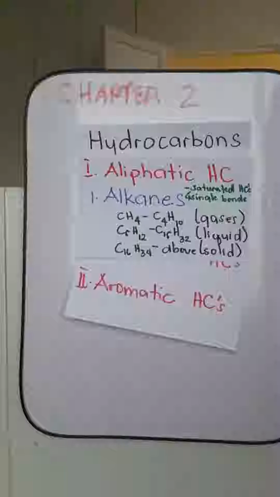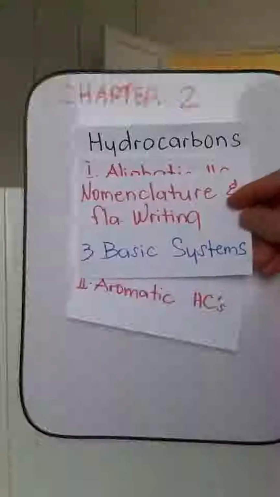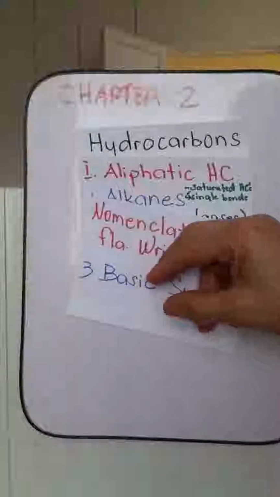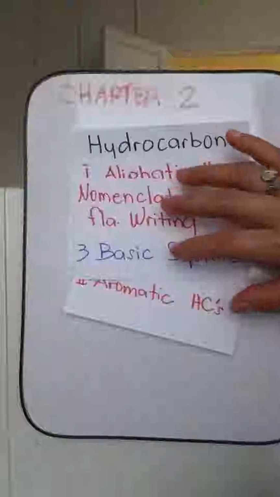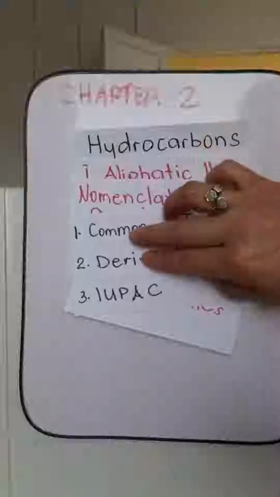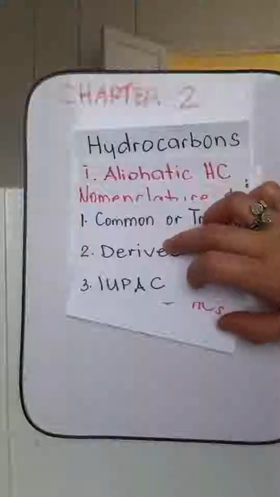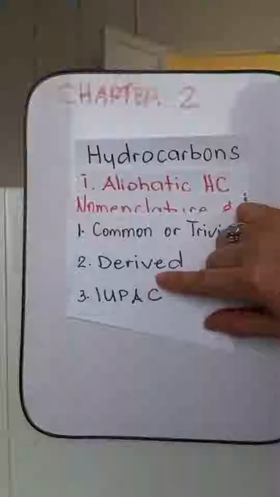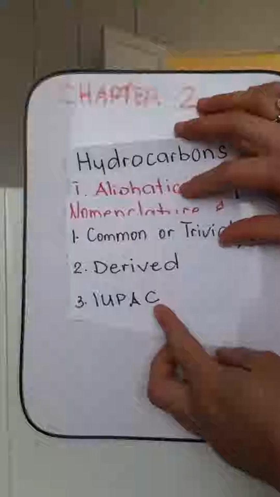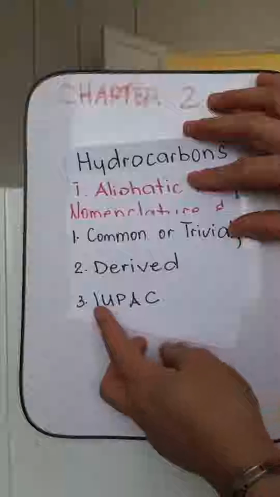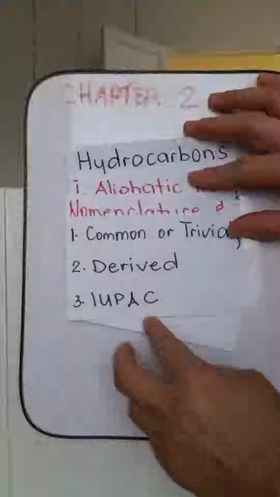Now, how do we name these alkane compounds? We have 3 basic systems of naming the aliphatic alkane hydrocarbons. First is the common name, which is just a common way of naming the alkane compounds. The second is the derived system of nomenclature, and the third system of nomenclature is the IUPAC system. What is the meaning of IUPAC? IU is the International Union of Pure and Applied Chemistry.